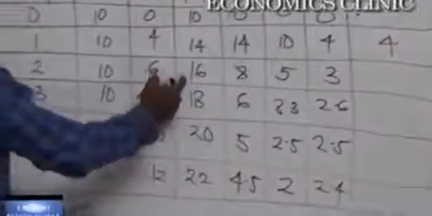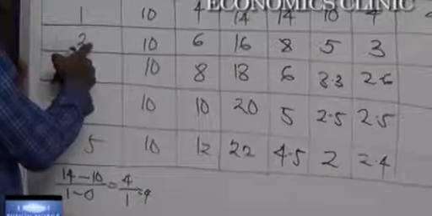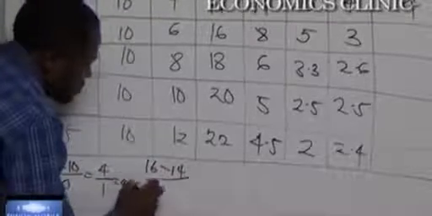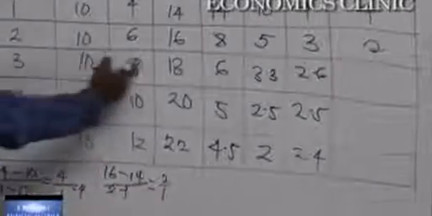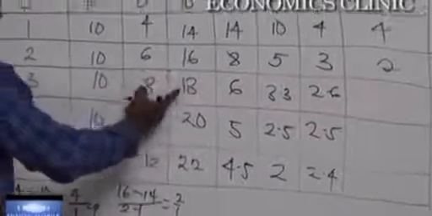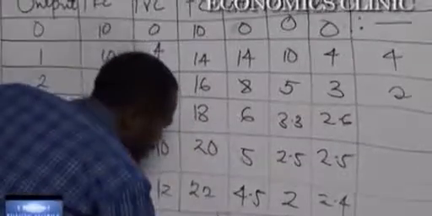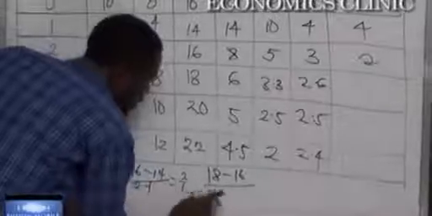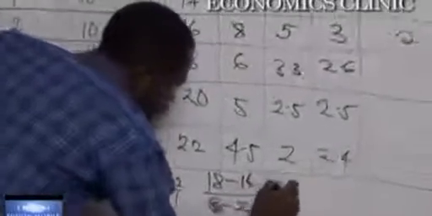Then we'll go to the next one. That will be total cost 3 minus total cost 2 divided by quantity 2 minus quantity 1. So we have 16 minus 14 divided by 2 minus 1. So we have 2 over 1, which is 2. Next one is total cost 4. So total cost 4, 18 minus total cost 3, 16 divided by quantity 4, that will be 3 minus 2. So we have 2 divided by 1, which is also 2.